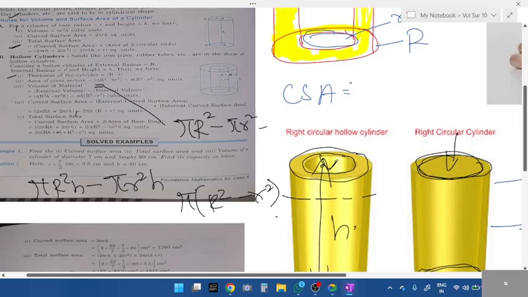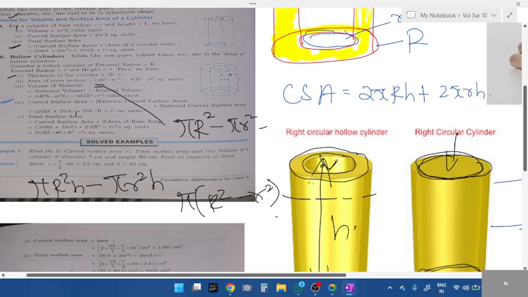2 pi r h. Third formula. In a hollow cylinder, look at the third formula: curved surface area. External curved surface area plus internal. For external, we can touch that external curved surface area. The value is 2 pi capital R h plus 2 pi small r h.